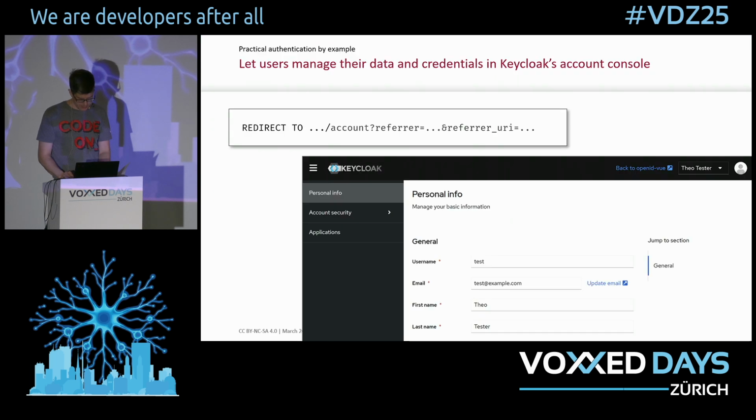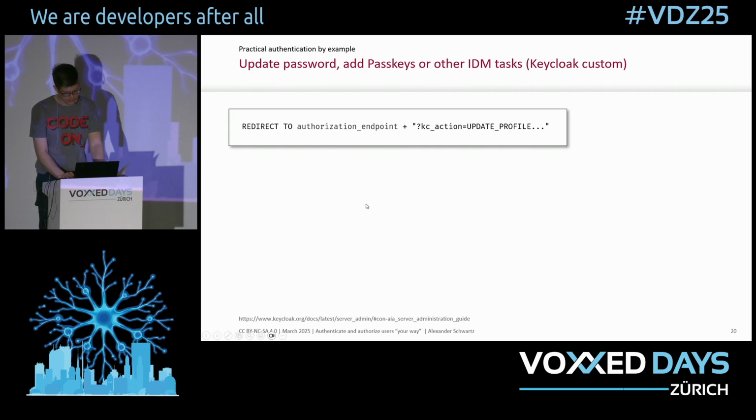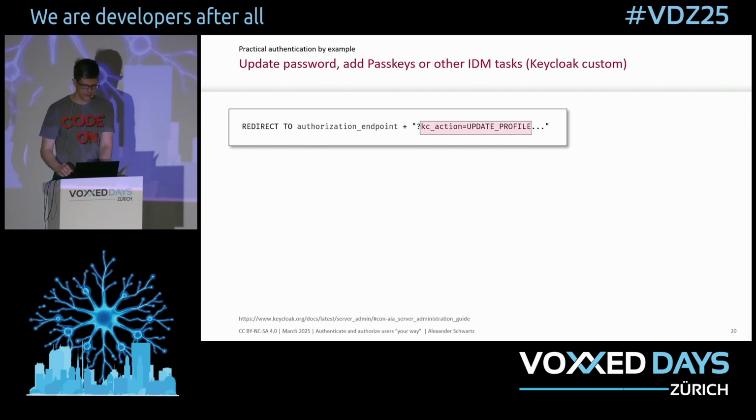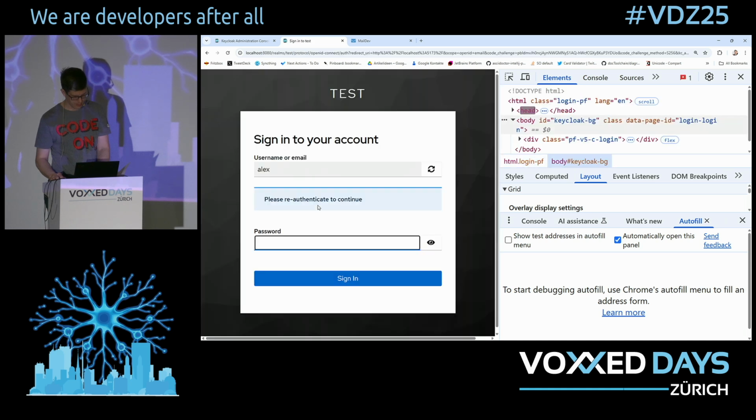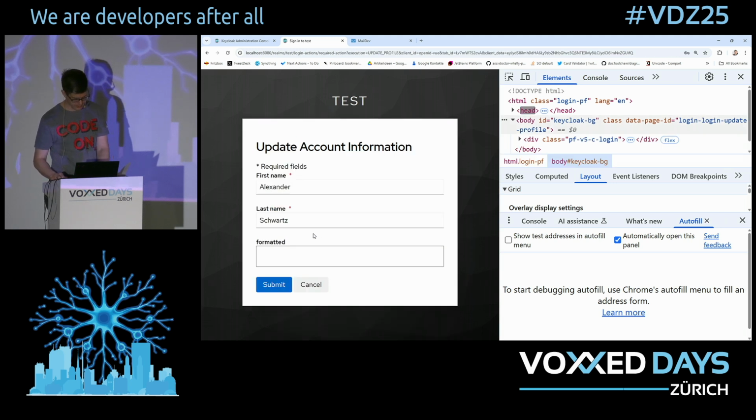So that's that part. With Keycloak, we also offer this account console in a very modular fashion. There's again the same URL, and you have the option to add some KC_action parameters here, for example, update profile. So this is the chance where you can say, okay, I want to update my profile. Keycloak will then say, okay, that's probably a good idea to re-authenticate, because you probably didn't do that for 30 seconds. That's the default.